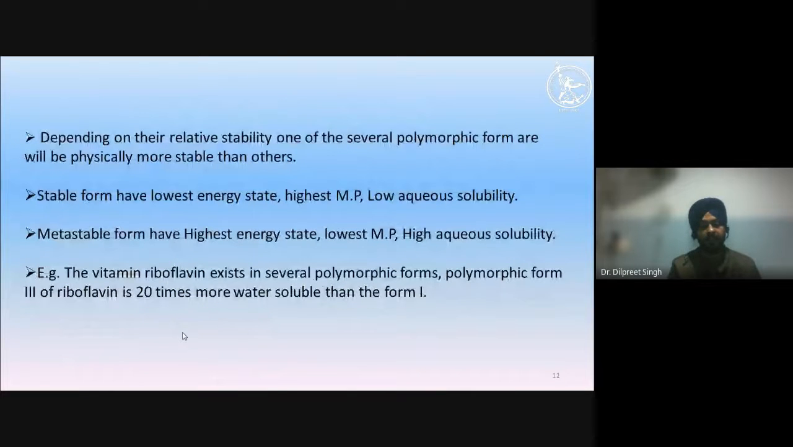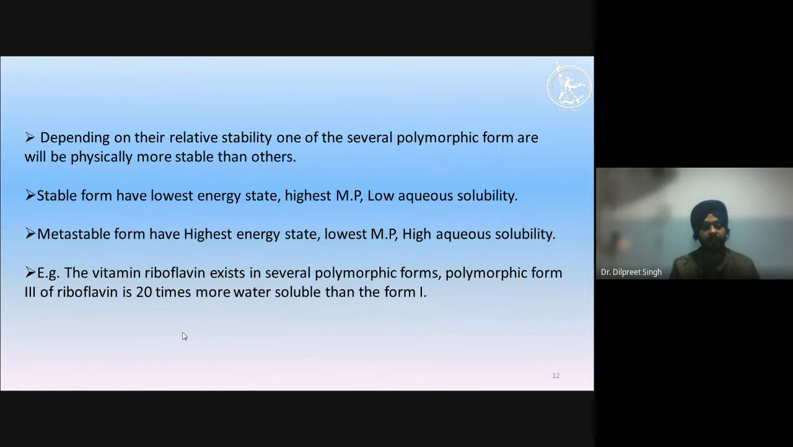Depending upon the stability and the solubility profile, several polymorphic forms will be more physically stable than the others. The stable form exhibits a low energy state, high melting point, and low aqueous solubility. The metastable form exhibits a high energy state, low melting point, and very high aqueous solubility, and it is considered the form of choice for incorporating into an oral drug product and into a formulation for therapy.